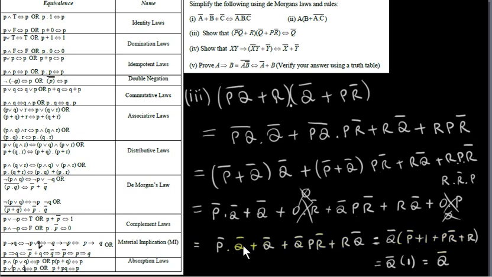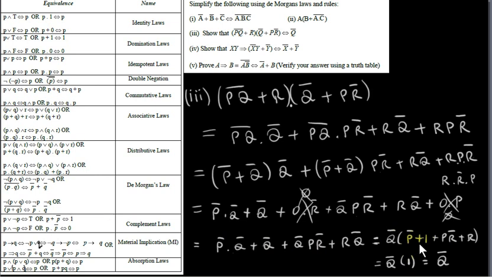So notice when we take the Q bar out of this expression, we will be left with a 1 here. Q bar dot 1 is just Q bar. So that works like ordinary algebra. That's one of the identity laws. P dot 1 is equivalent to P. So Q bar dot 1 is equivalent to Q bar.